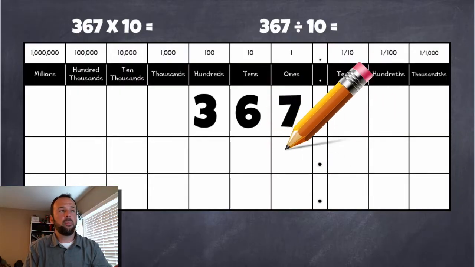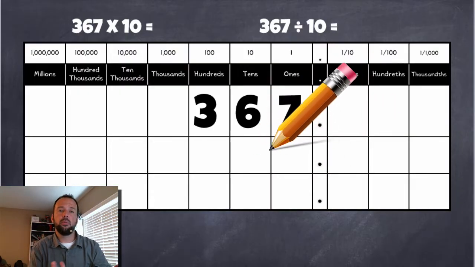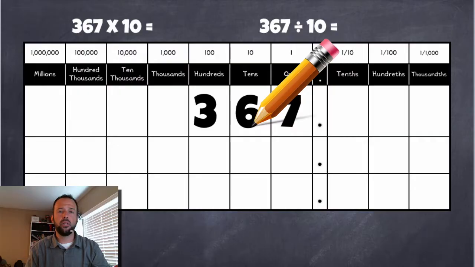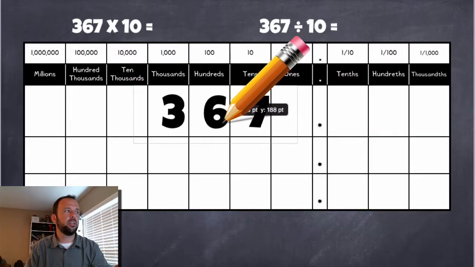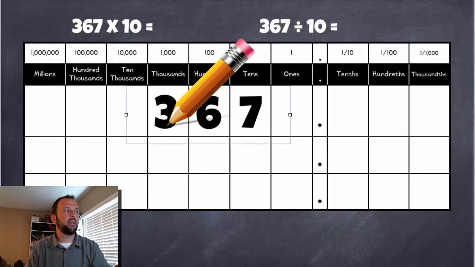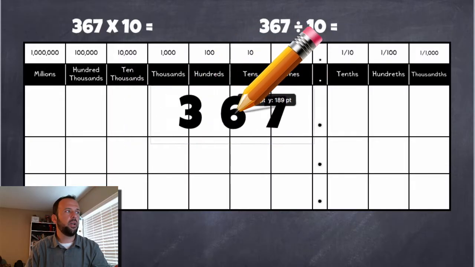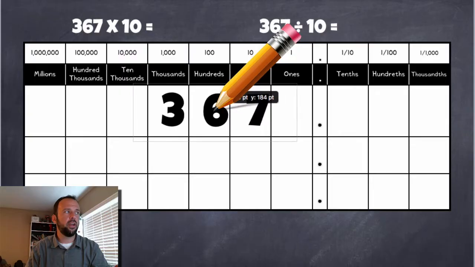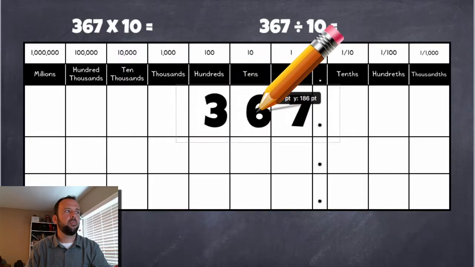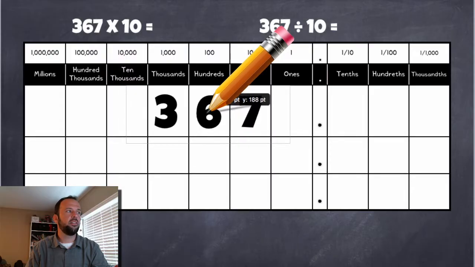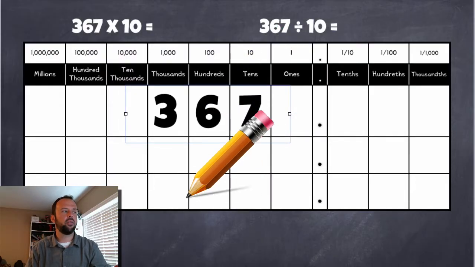We know that if we multiply any number times 10, we're going to be moving to the left on the place value chart. We're going to be making a bigger number. So I'm essentially just taking this number and sliding it to the left. My 300s are going to turn into 3000s, my 60s are going to turn into 600s, and my 7s are going to turn into 70s. Everything is getting bigger. We're making a bigger number.